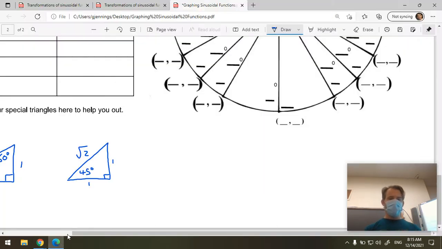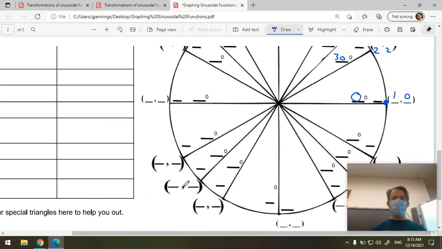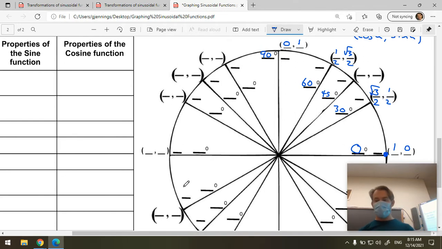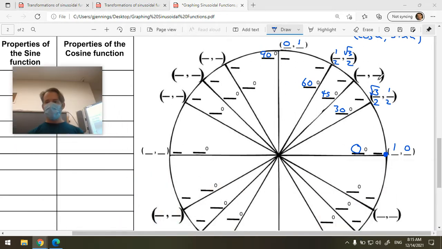We are working with our special triangles. So we want to get this triangle into our page and this triangle into our page so that we can fill in the values of sine and cosine for the various angles. So I'm going to move myself over here where I'm less of a bother.